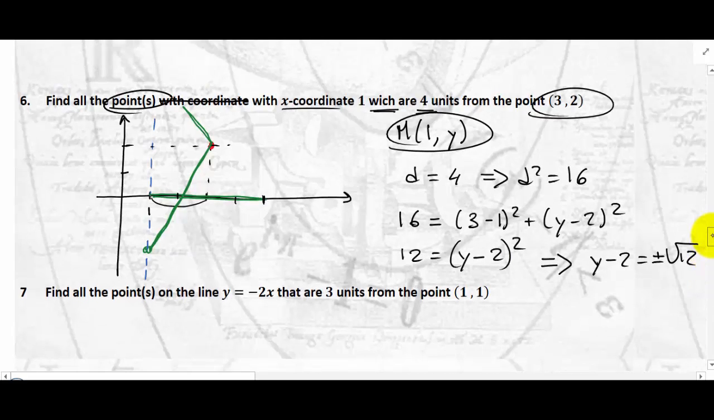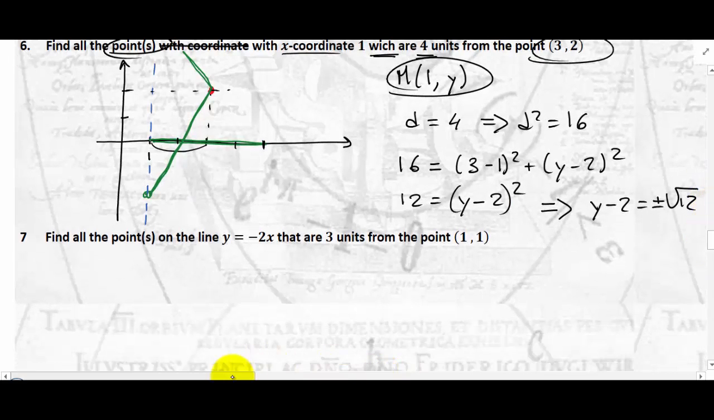Make sure you answer the question. The question was to find all the points, so I need to write the coordinates of the points. Therefore my points are (1, 2 plus or minus 2 root 3). That's it. I'm going to let you do examples 4, 5, and 7 in this series of examples.